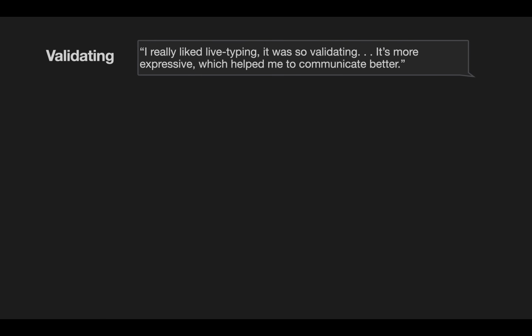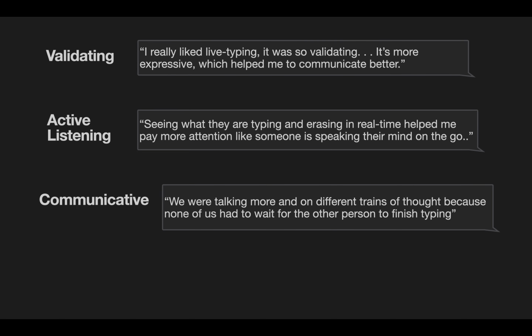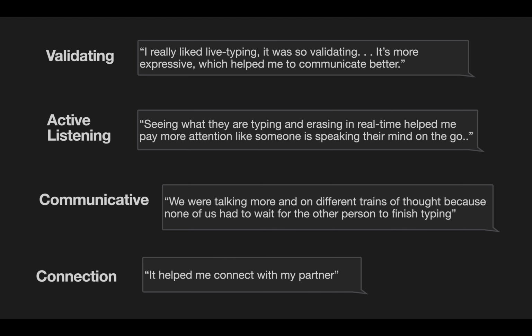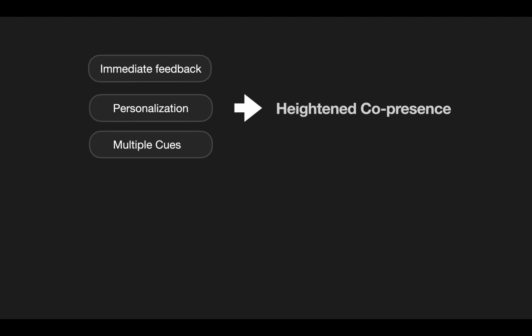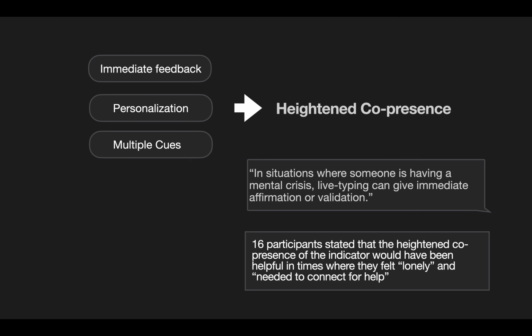This heightened co presence was reflected in multiple themes associated with live typing. For instance, the indicator was validating, encouraged active listening, was highly communicative, and fostered connection. 16 participants stated that the heightened co presence of the indicator would have been helpful in times when they felt lonely and needed to connect for help, where one participant said, "In situations where someone is having a mental crisis, live typing can give immediate affirmation or validation."